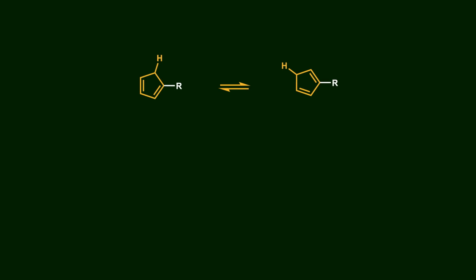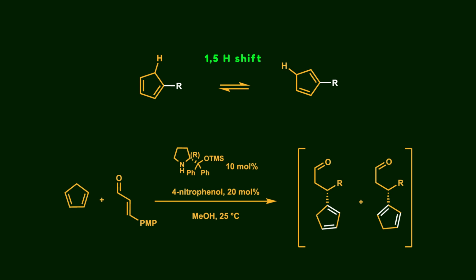But that's not the end of the story. The substituted cyclopentadiene is highly reactive and exhibits dynamic behavior because of the two double bonds confined in a ring with a cis conformation. As a result, it undergoes a rapid 1,5 hydrogen shift, leading to a mixture of products. These types of molecules, which exhibit dynamic behavior, are called fluxional molecules.